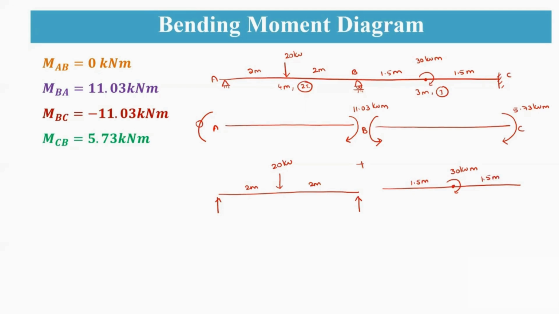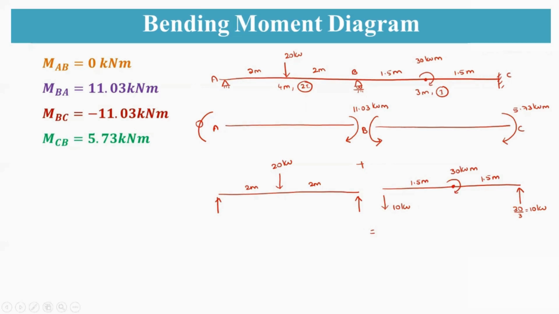As you have an external moment of 30 kilonewton meter here, you are going to have an upward reaction of 30 by 3, that is 10 kilonewton. Since it is upward here, it will be downward of 10 kilonewton there. By superimposing these two, the fixed end moments and the simple free bending moment, you merge these two and get your final bending moment diagram.